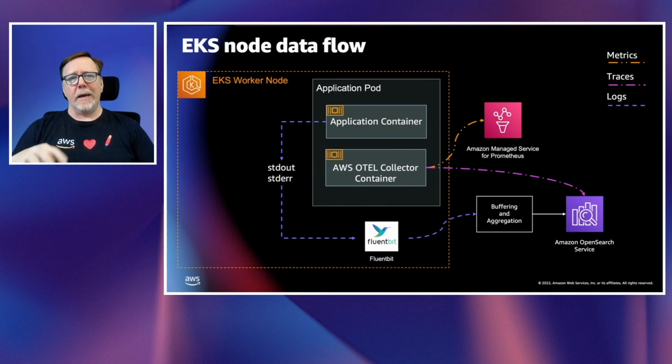Looking at it a little bit deeper, we have our metrics, traces, and logs. Within the worker node, we have our application pod and container. FluentBit is going to tail standard out and standard error and forward that to Amazon OpenSearch Service. We have our OTel collector container. OTel is OpenTelemetry. That is going to send metrics and traces off to Prometheus as well as Amazon OpenSearch Service.